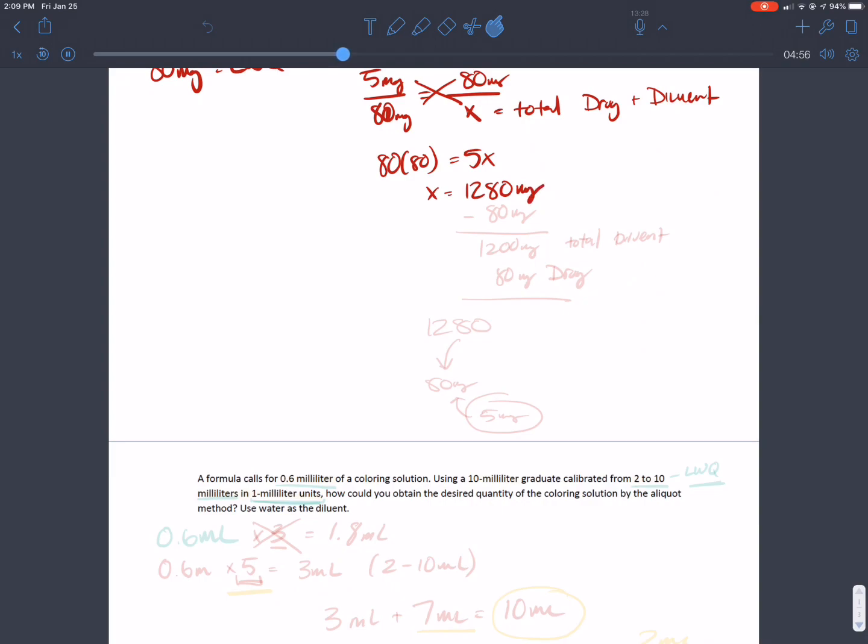And again, if we do the subtraction method of subtracting the 80 milligrams here, we would get 1,200 milligrams total of the diluent plus 80 milligrams of drug. And again, using the same method, if we do pull the 80 milligrams from the total of 1,280, let me draw this out, 80 milligrams here. It's going to contain 5 milligrams of drug, which is what we originally wanted. So those are the two different methods you can do.